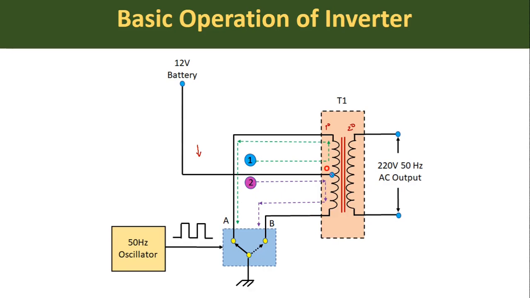Alternating current is flowing through this primary winding, and this alternating current will produce a voltage across this primary winding, and this voltage will be induced across the secondary winding, which will be equal to 220 volt 50 Hz AC output, which is used to run the home appliances. So this is the basic operation of the inverter. Here we are converting 12 volt DC into 220 volt 50 Hz AC output to run the home appliances.